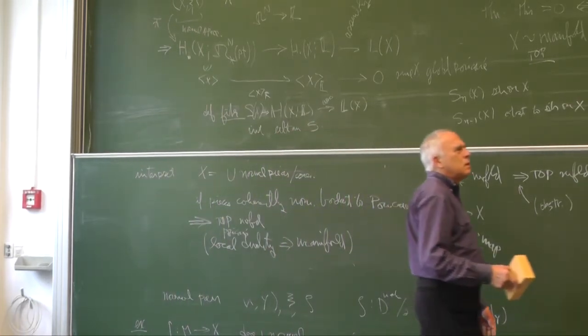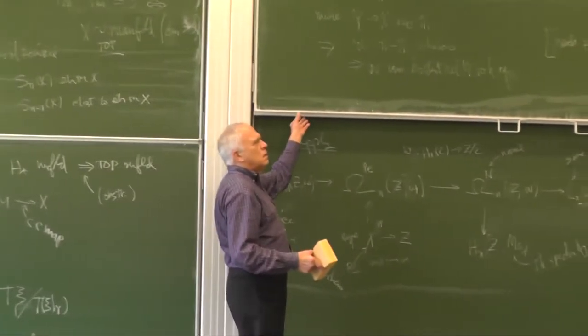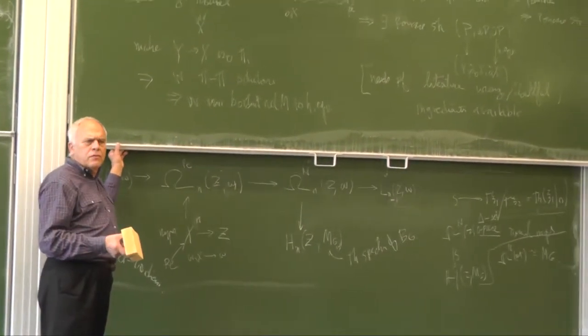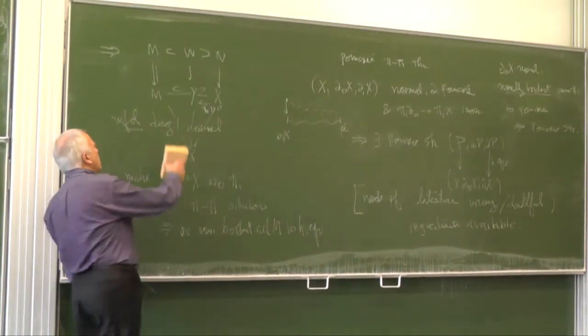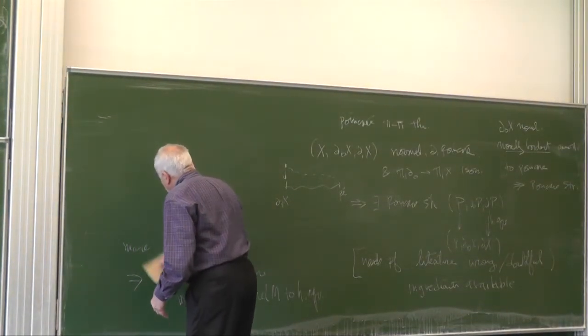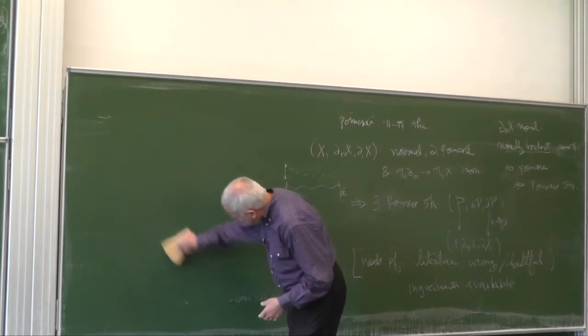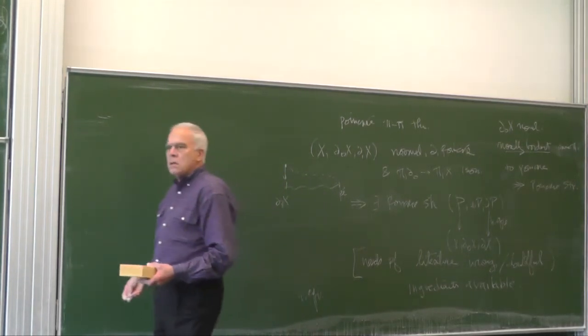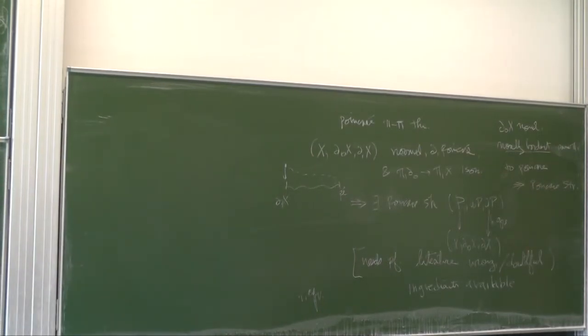So now we get a whole lot more speculative. Frank? Yep. May I ask a question in between? So it appears from your description of this surgery obstruction that it only depends on the bordism class of X. While the question whether some Poincaré complex is homotopy equivalent to a manifold is a question for the homotopy equivalence type.